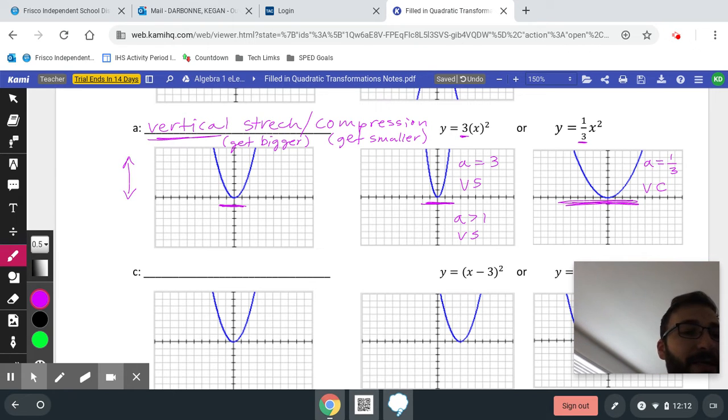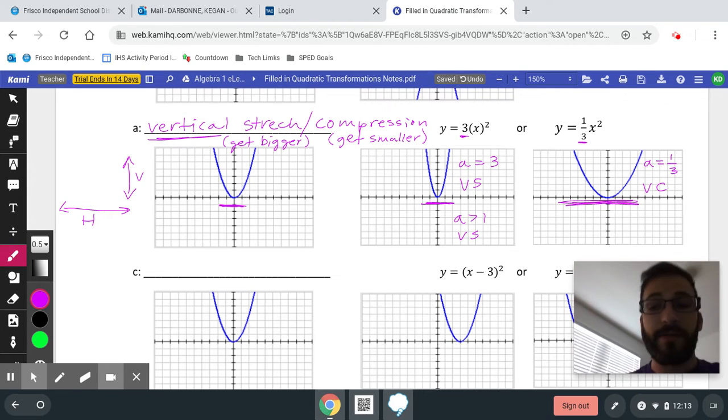Versus horizon, just kind of to help out, is that left to right. Okay.